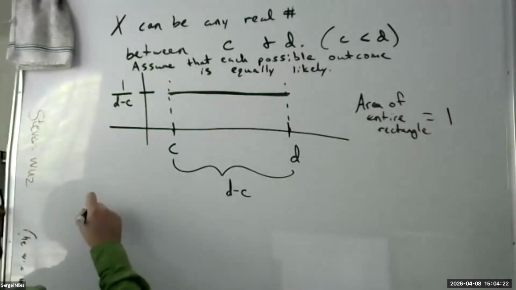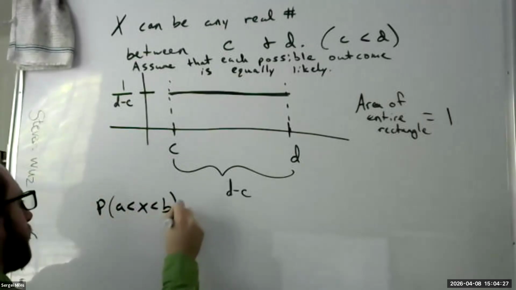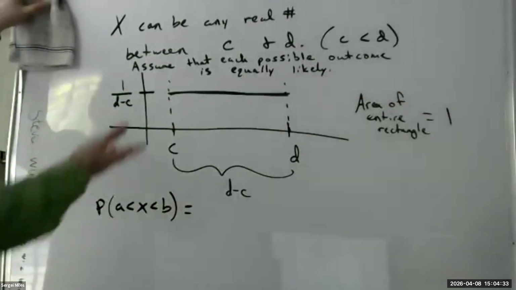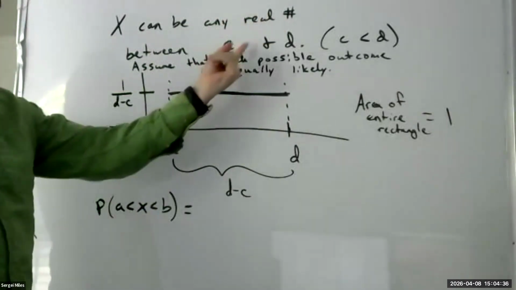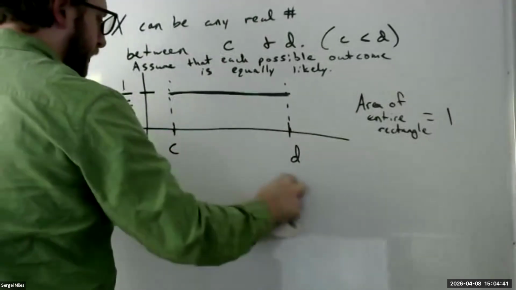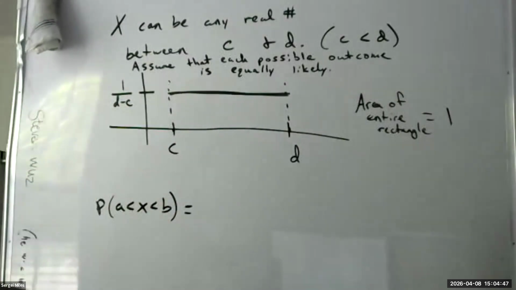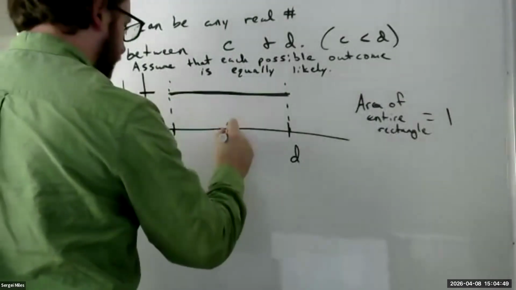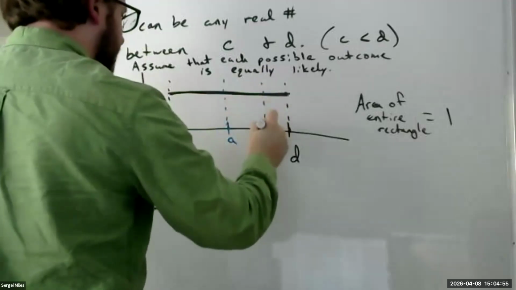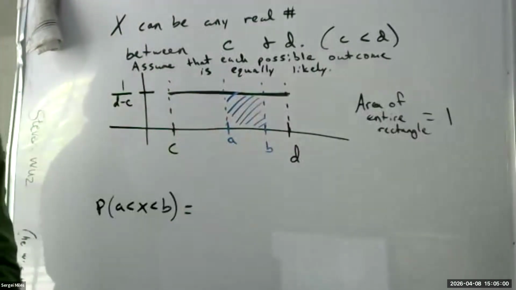So what is the probability that X can be between A and B? Well, that depends on what A and B are. Presumably, because X can only be between C and D, then just like we did earlier with the computer example, this A and B is some region in between C and D. So A and B, whatever this is, in which case, to find this area, I'm looking for the area of this shaded region.